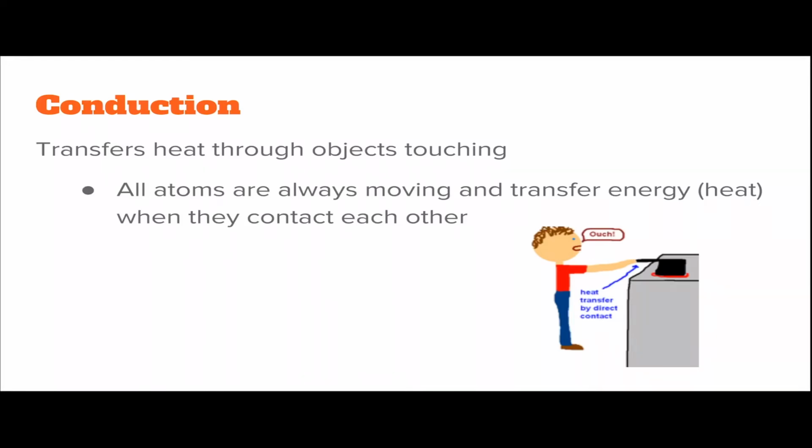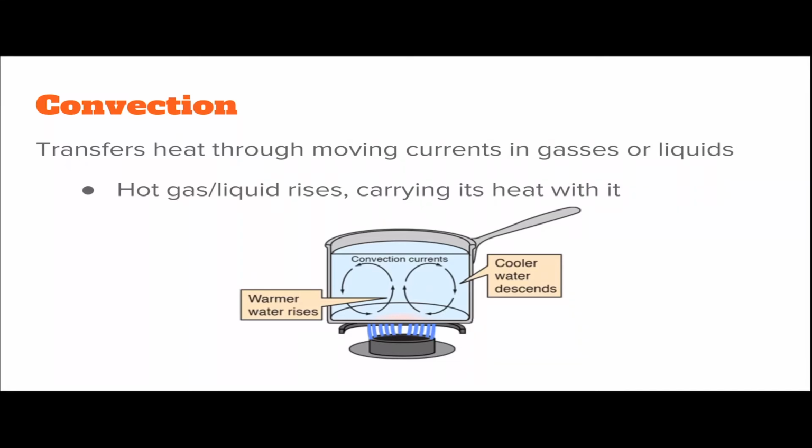Our next style of heat transfer is convection. This is when heat transfers through moving currents in gases or liquids. You might remember from earth science, things like convection currents, right? The method of plate tectonics moving around. And so hot gases and liquids like to rise, kind of like in a lava lamp. Right, you have the heating element at the bottom. It heats up, the lava goo rises up. As it cools down, it starts to drop back down.